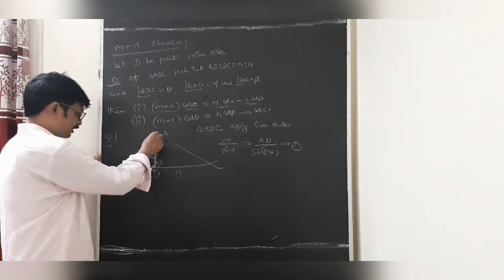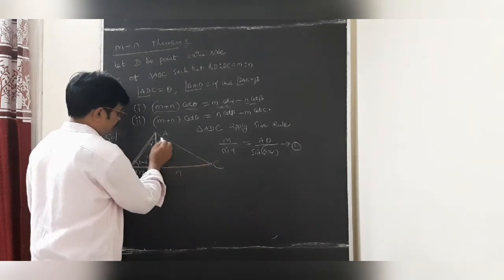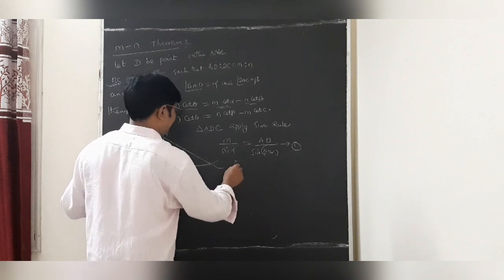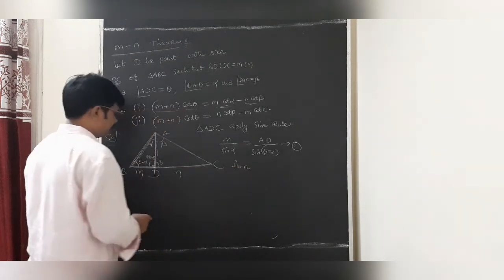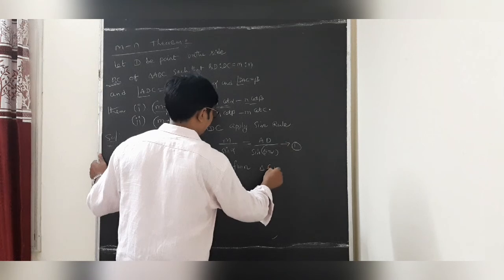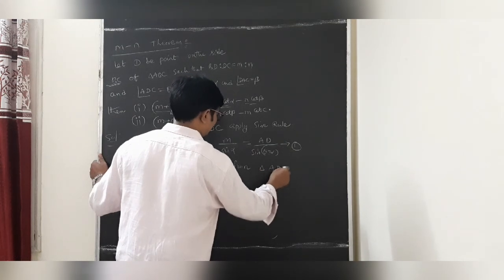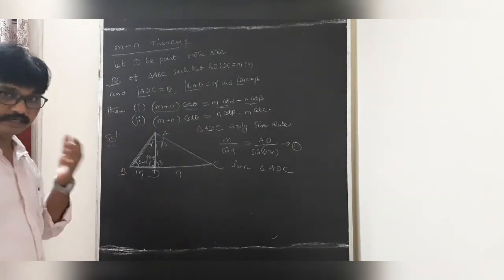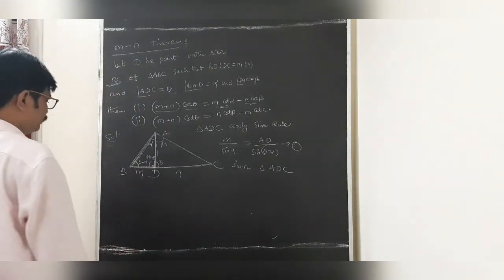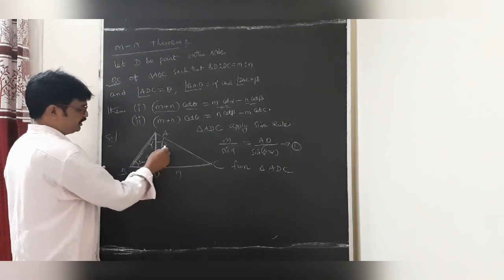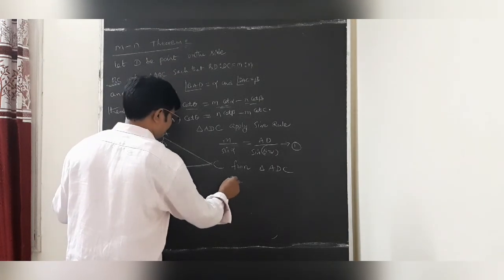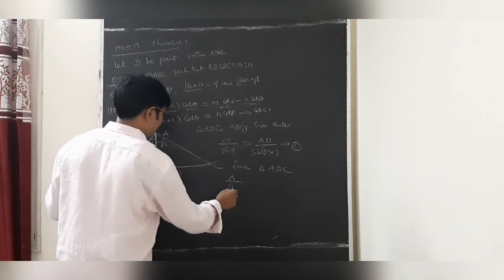Again students, we are taking the triangle. From the triangle ADC, again we can apply the sine rule. Okay students, what is the sine rule? a by sine A equals b by sine B equals c by sine C. So students, here this is n by sine beta, from the triangle.